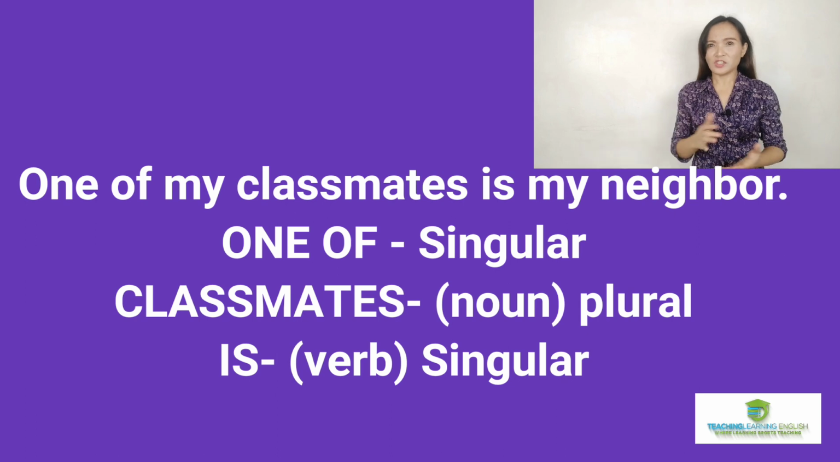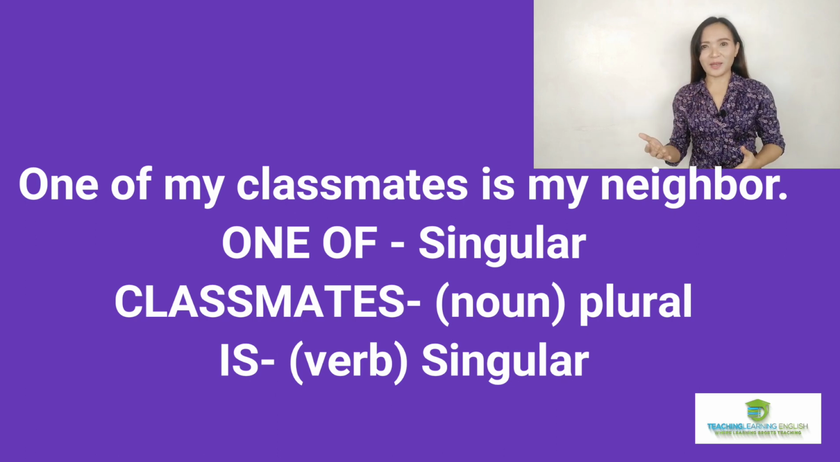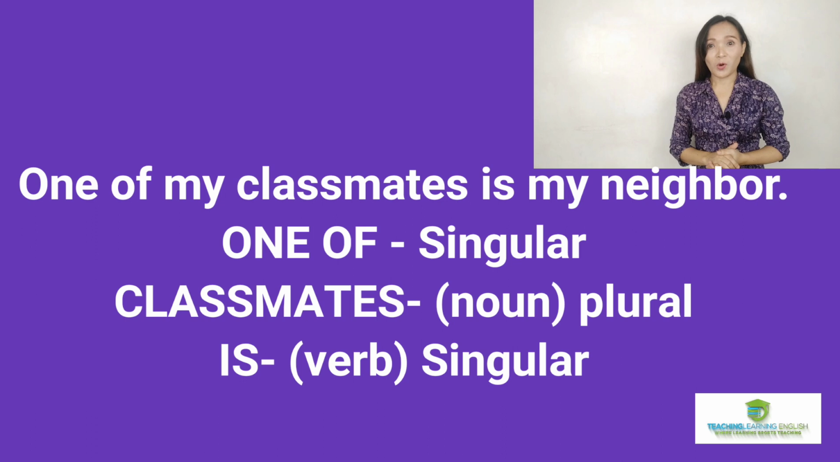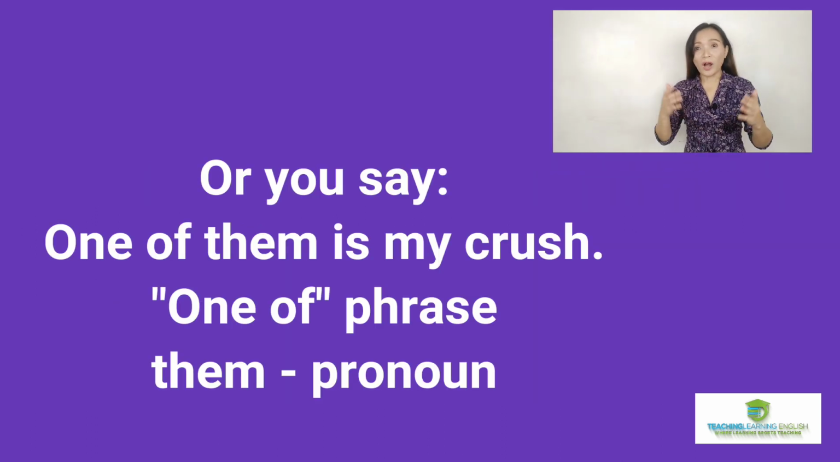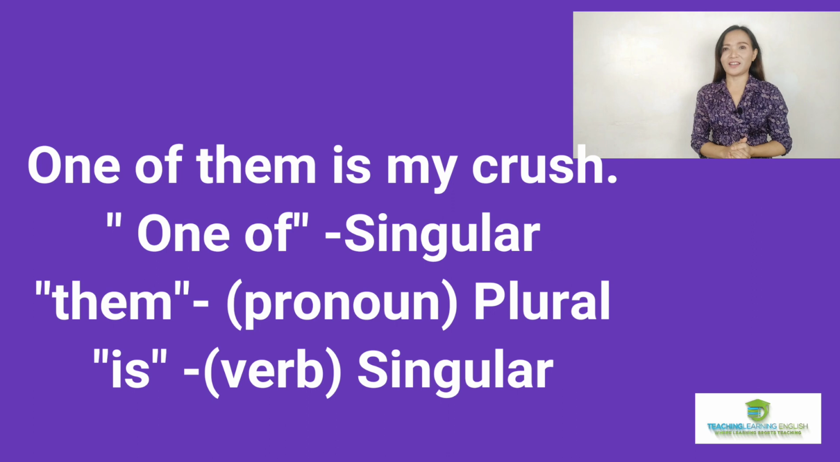Let's recap. This is my example. One of my classmates is my neighbor. Or you say, one of them is my crush. One of is always singular. Classmates, that is the noun, plural, and is is the verb, and it should always be in singular form.